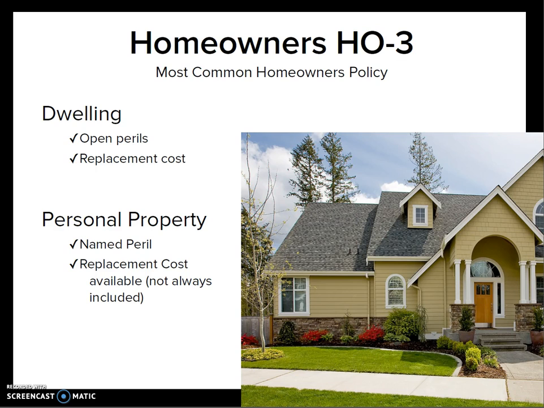Your homeowner's policy, otherwise known in our industry as the HO-3, is your most common homeowner's insurance policy. This is going to give you your dwelling at open perils and replacement cost. It's going to give you your personal property at named peril, and replacement cost for personal property is available. However, it's not always included. So again, you want to make sure that you talk with your independent agent about that.